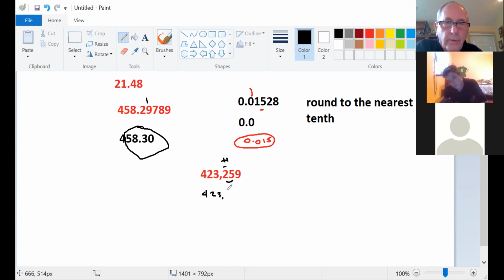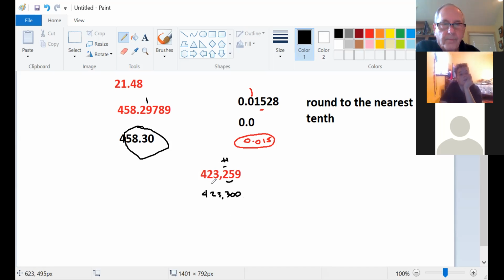Exactly. So you'd write it like this. You'd put zeros after that 3. Okay, 423,300. That's how you would do it. If I said rounded to the nearest 10,000, what would that be, Jessica?